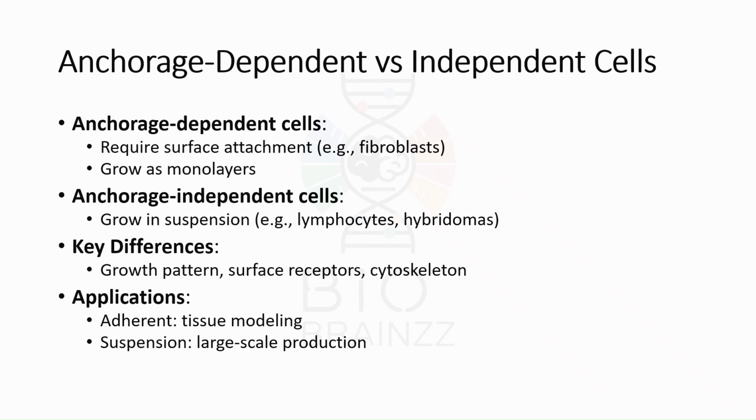Anchorage-dependent cells need a surface to attach for growth, such as fibroblasts, and they grow as a monolayer. In contrast, anchorage-independent cells like lymphocytes grow freely in suspension without needing any surface. These differences are important for their applications. Adherent cells are useful in tissue studies, while suspension cells are used in large-scale production, like antibody manufacturing. These classes are very important for exam questions.